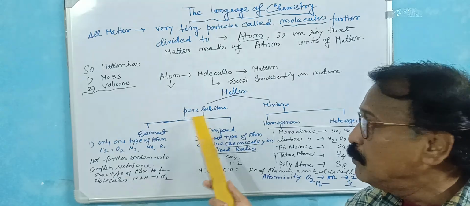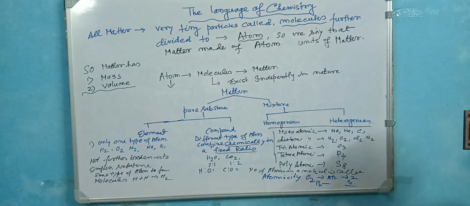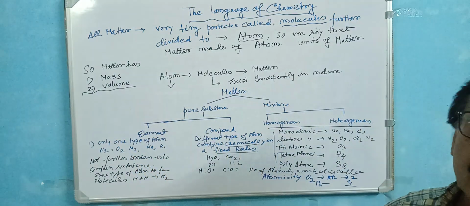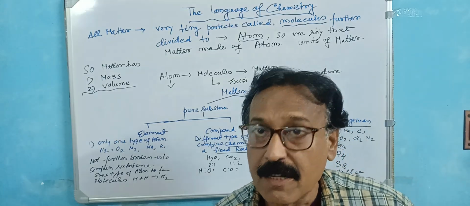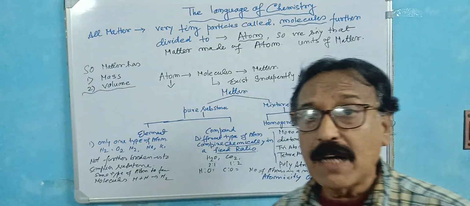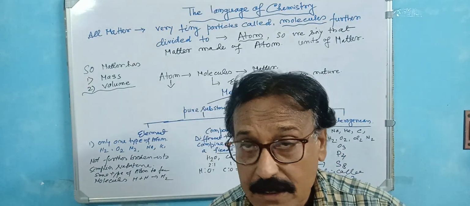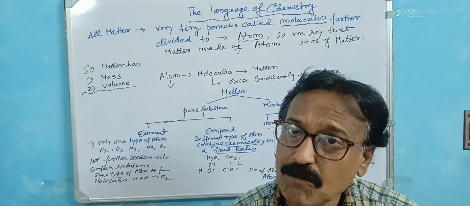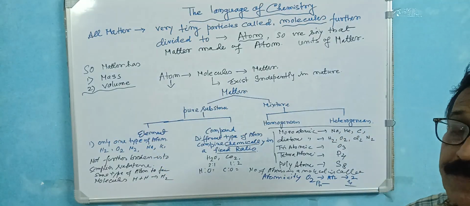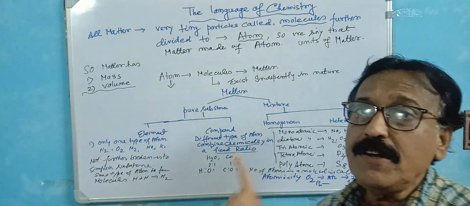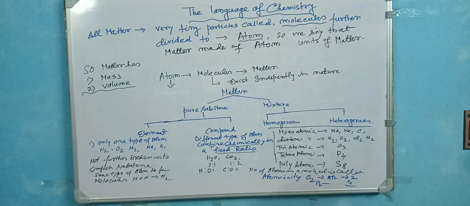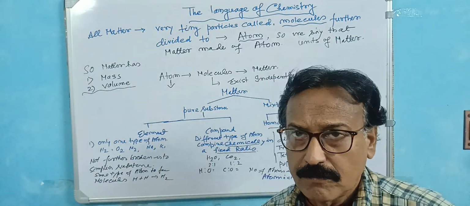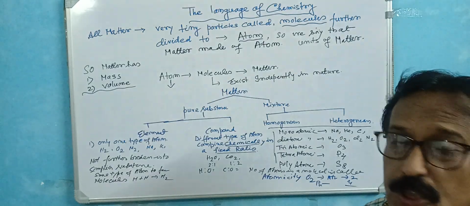Now I am going into the matter. Matter is of two types: one is pure substance, one is mixture. Pure substance also has two types: one is element, one is compound. Understand very clearly which one is element and which one is compound. The basic concept must be clear; it is very important for further study of chemistry. Pure substance means only the same things are there. An element consists of only one type of atom. That is very important. Hydrogen is an element. Oxygen is an element.